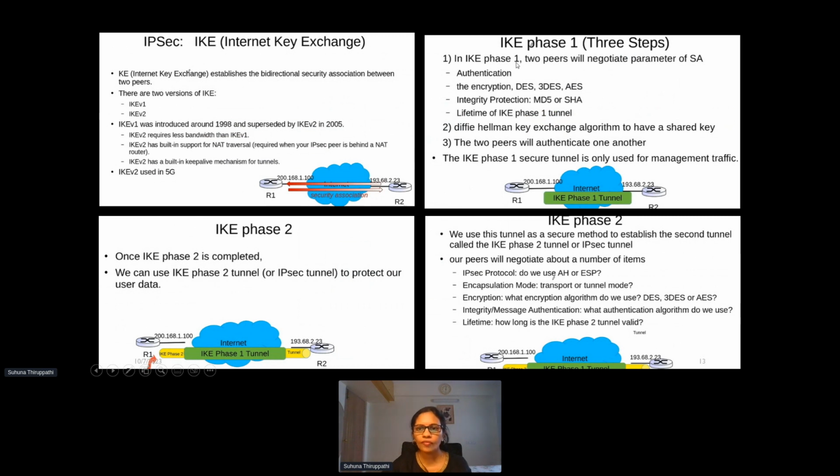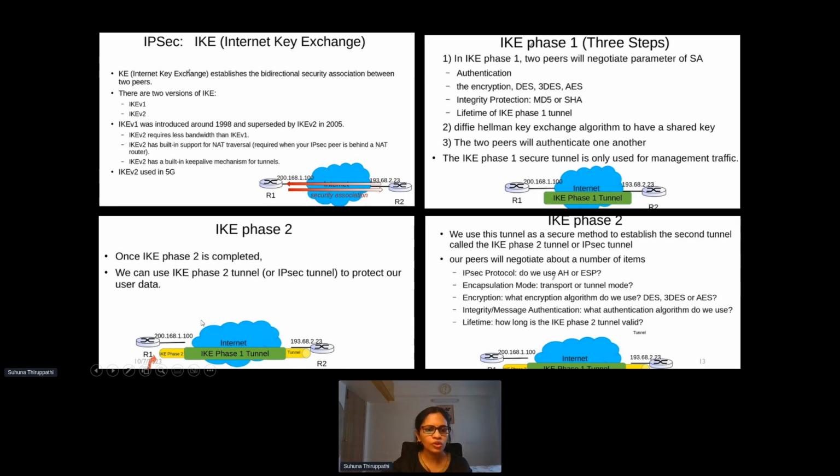So, IKE phase one. As I mentioned, the two peers negotiate which encryption they want to use, which integrity they want to use, the lifetime of the tunnel, meaning how long this tunnel can be up and running, and which Diffie-Hellman exchange algorithm can be used. All these things are negotiated and the peers authenticate each other. Then the tunnel is formed. This is IKE phase one.